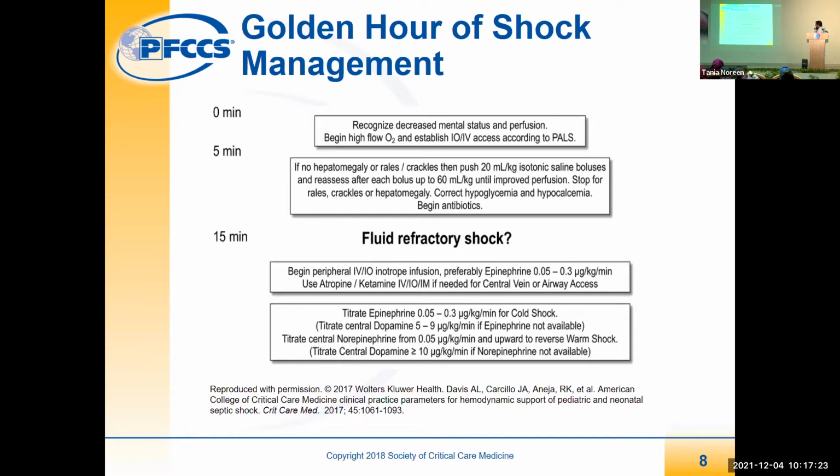When we label fluid refractory shock, if 2 or 3 boluses have been administered and still the patient clinically is not improving, heart rate is not coming down, respiratory rate is not coming down, saturations are not improving, perfusion is not optimizing, irritability is not improving, then these are the signs we always detect: intervene, intervene and reassess. It's an ongoing process throughout the presentation and through the course.